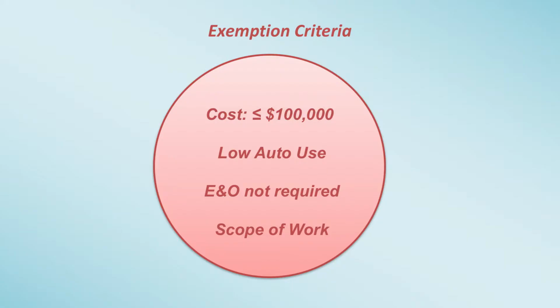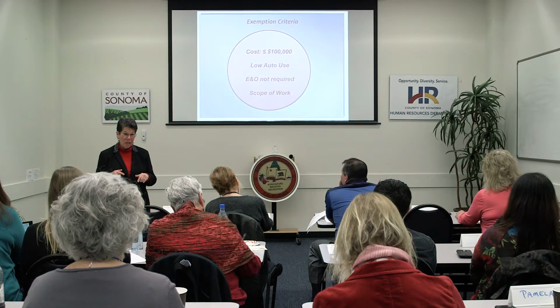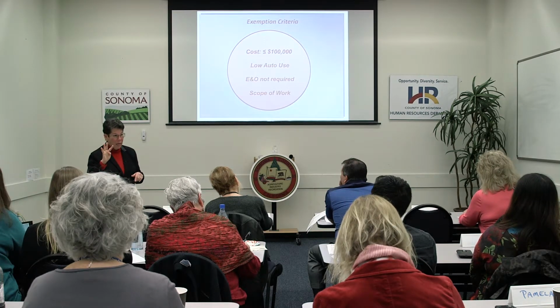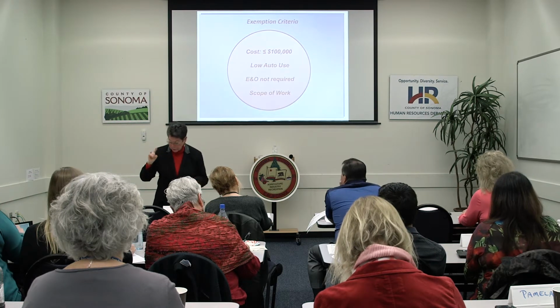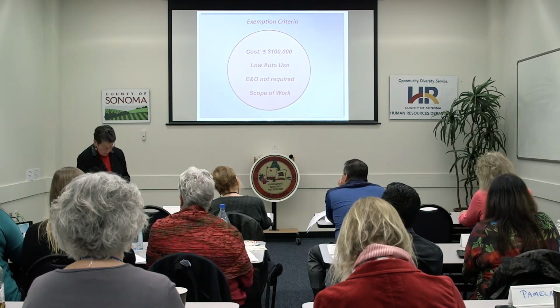Now, in order to qualify for an exemption, there are 4 criteria. And between them, it's "and," not "or." A contract has to satisfy each of the 4 items. First, the annual amount of the agreement has to be under $100,000. Second, it must have low auto exposure: no transportation of people or property, nor can it be a go-from-place-to-place contract.